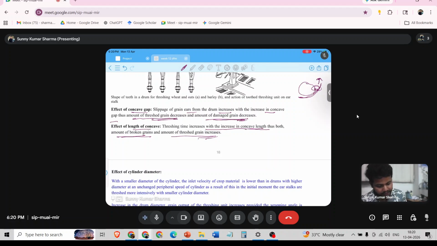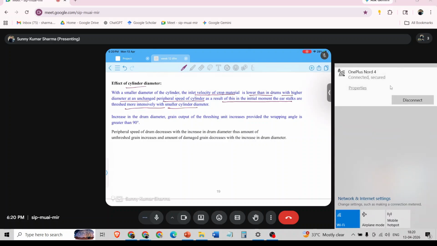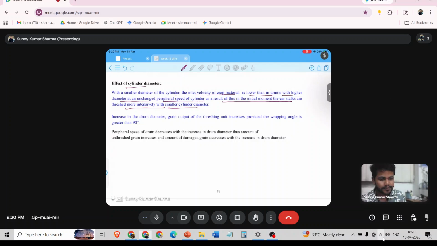Next thing is effect of cylinder diameter. With a smaller diameter of cylinder, the inlet velocity of crop material is lower than in drums with higher diameter at unchanged peripheral speed of cylinder. As a result of this, at initial movement the stalks are pressed more intensively with smaller cylinder diameter. So if we are increasing the drum diameter, grain output of the threshing unit increases.